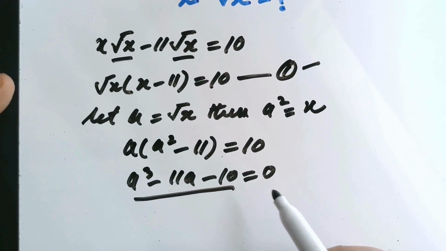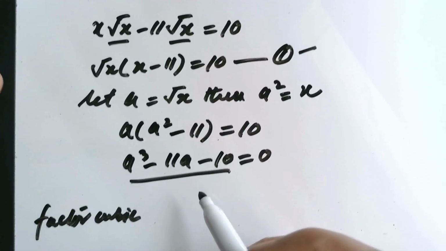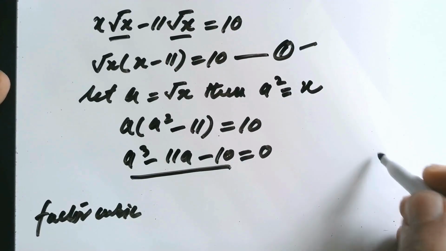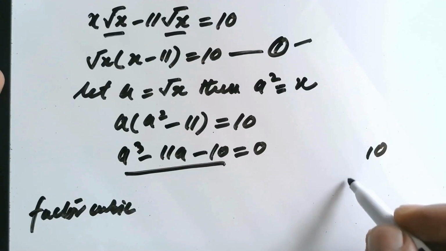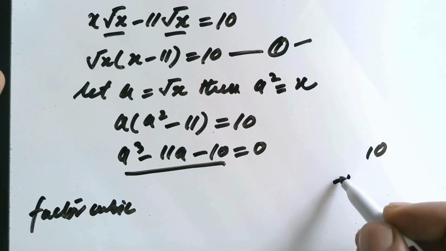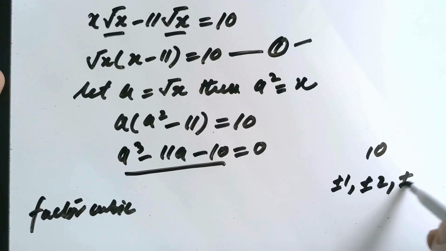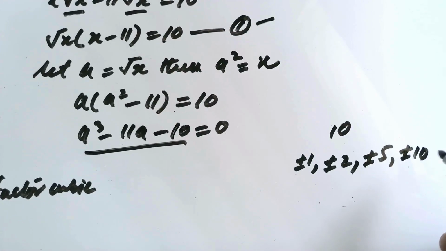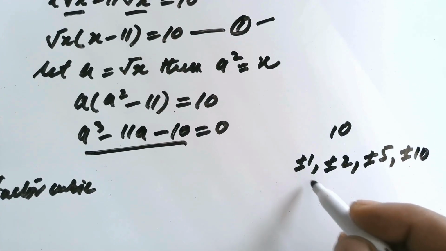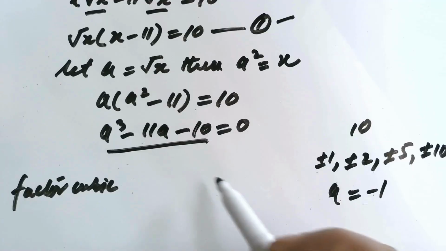See, we have a cubic, so we will try to factor it, for which we need a 10. So what are the possible factors of 10? Plus minus 1, plus minus 2, plus minus 5, plus minus 10. Right? So we will take minus 1. Alright? We will try the minus 1 in the equation.